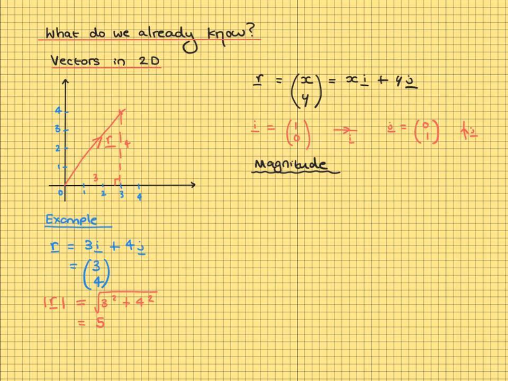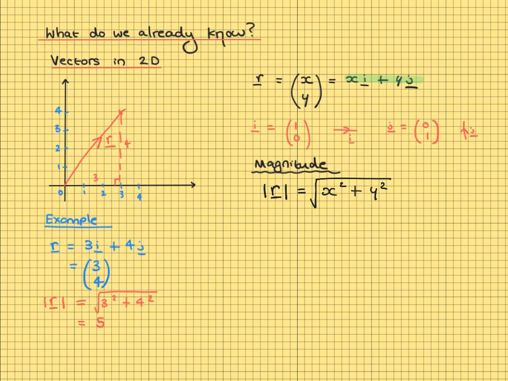Now we can generalise this. So if my vector has a more general format like this, the magnitude of this vector, which we would write as mod r, would be x squared plus y squared, all square rooted. And it doesn't matter if x and y are negative because we're interested in the magnitude here.